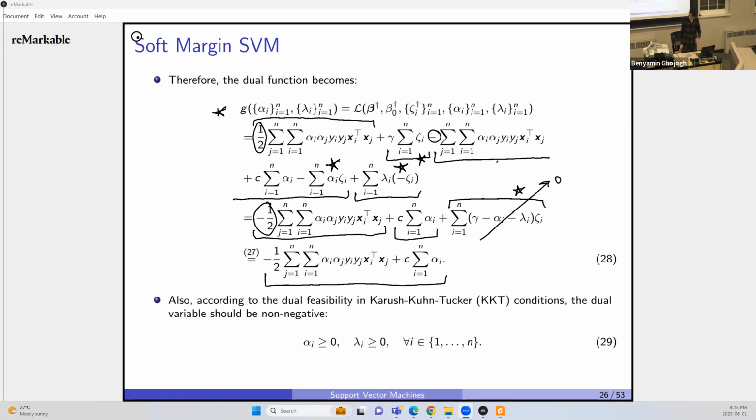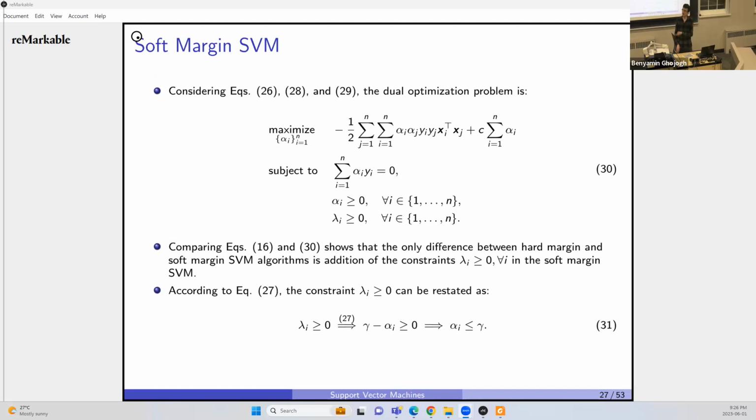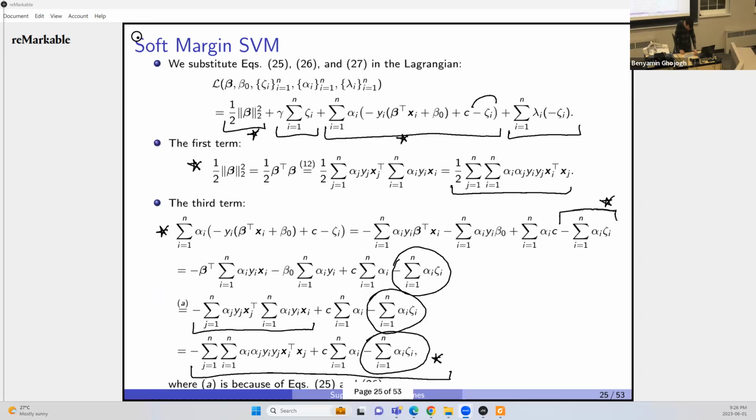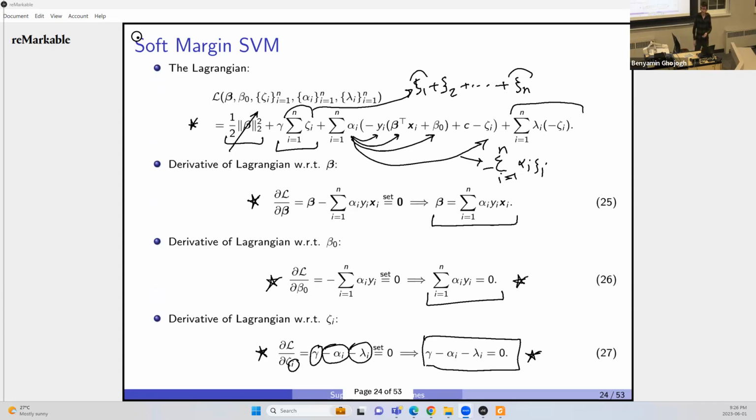But only the dual function. According to dual feasibility, we know that alpha i's should be non-negative, and lambda i's also should be non-negative because they were both inequality constraints, right? For all i from one to n. Do you agree? Okay, now considering all of the equations together. This was the dual function, which was the same as the dual function in the hard margin case. This we had before; these lambda i's are newly added as dual feasibility in the KKT. This we also had before. What was this? This is with respect to beta zero. Equation 26. Okay.